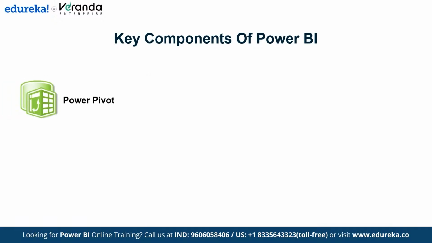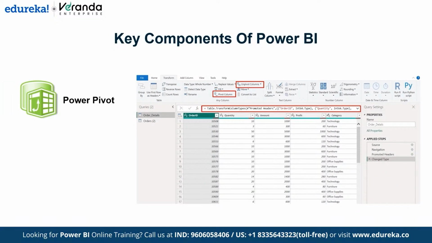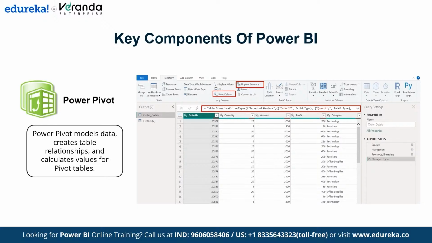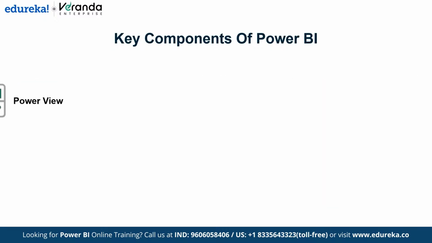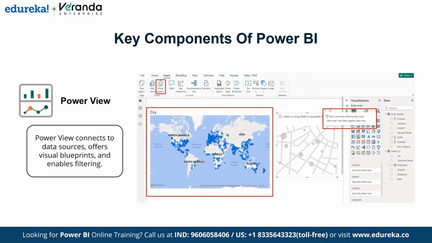Next comes Power Pivot. Power Pivot is a data modeling and calculation tool. It is used to model both simple and complex data. Power Pivot allows you to set or create relationships between tables and calculate values that can be displayed in pivot tables. It gives you a large area to create your design. The next component is Power View. Power View is the core data visualization component in Power BI. It is an interactive component that connects to data sources and gathers metadata for further analysis. Power View contains a large number of blueprints for visualizations.